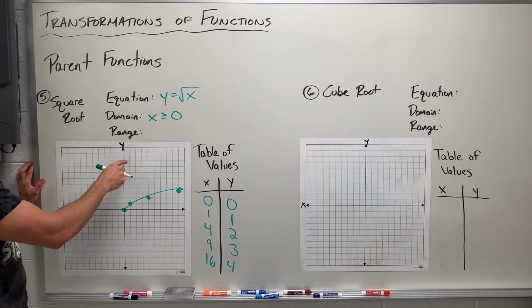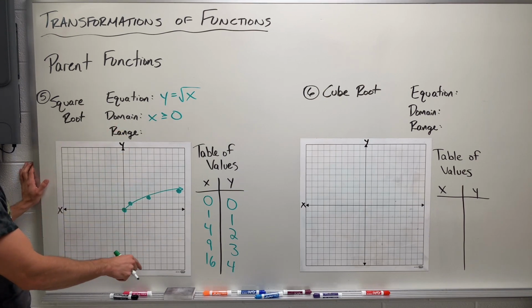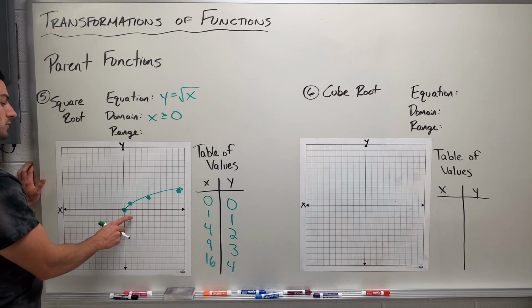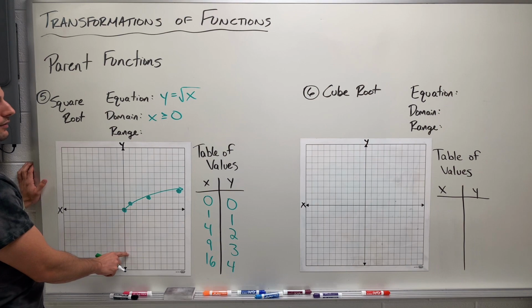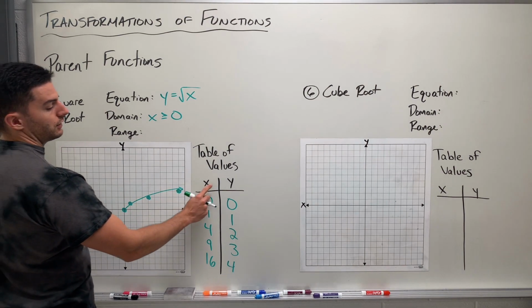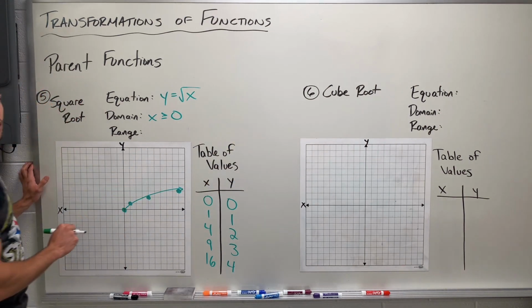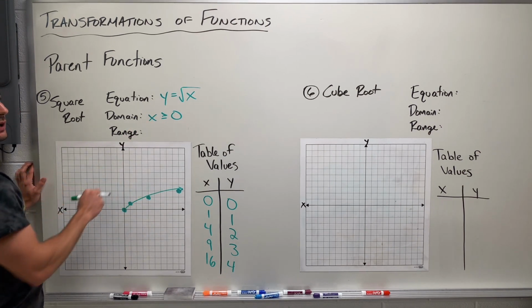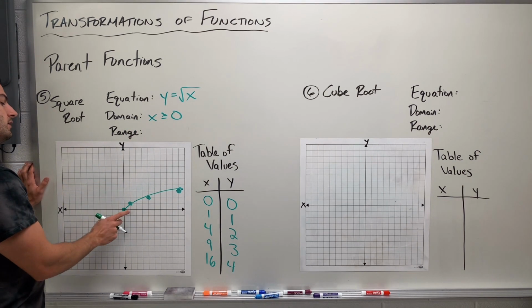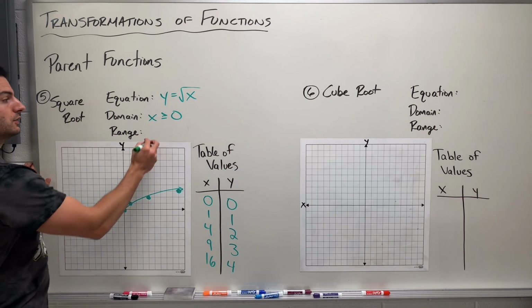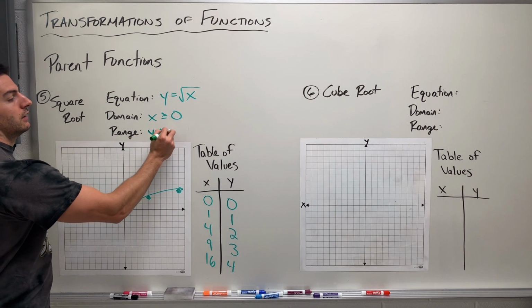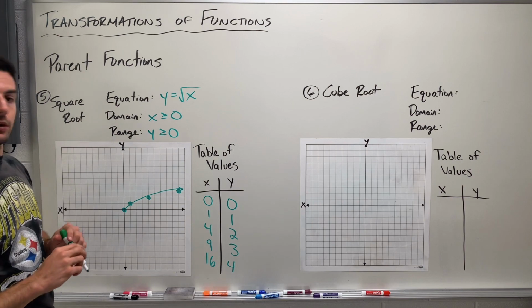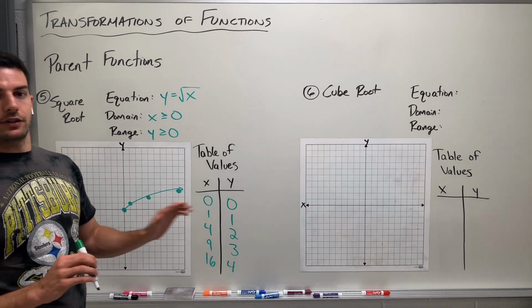And then the same for the range. Does it extend up and down forever? No, it does not. It definitely doesn't go down forever. And this graph will eventually keep creeping higher and higher for my y values. So it does extend up. It will go up to positive infinity eventually, but it never hits the negatives. So the range would also be y greater than or equal to 0, okay? So that's the square root graph, a little bit different than the other ones we've done.